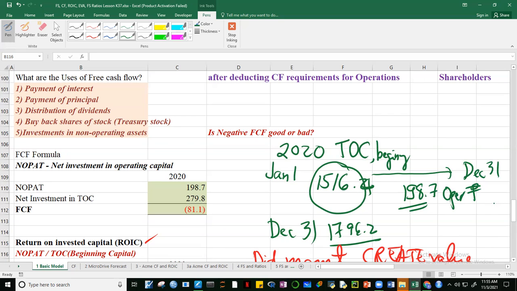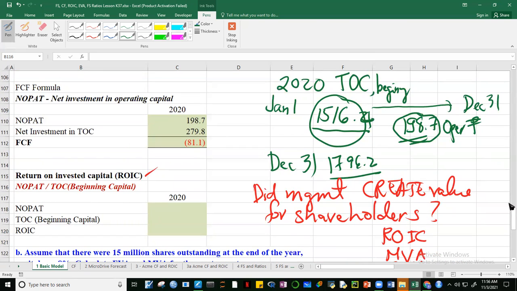And what capital did they use? 1516.4. We're not looking at the end of the year, because that's already the end of the year. We're just saying at the beginning of the year, we provided you with 1516 worth of capital. How much operating profit did you generate out of that? The profit generated was 198.7. So what we're going to do is get the ratio. Out of 1516.4, how much profit was generated? Let's first get the NOPAT for 2020. It's 198.7.